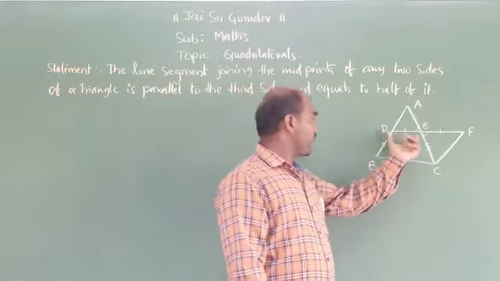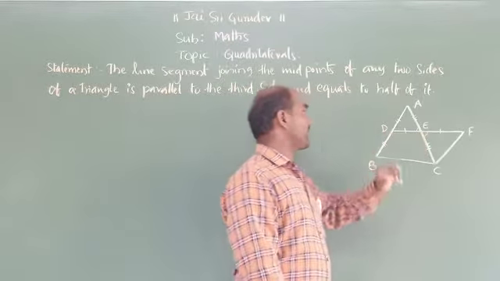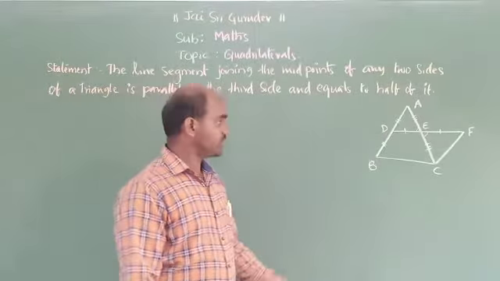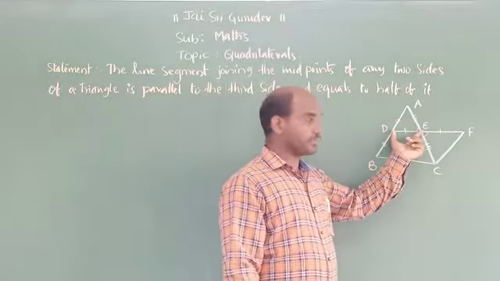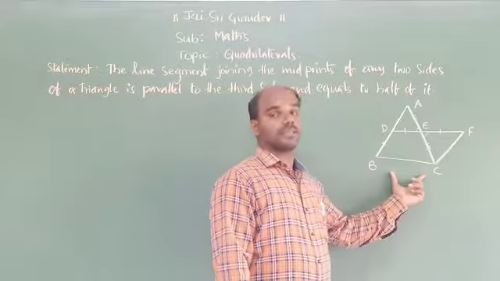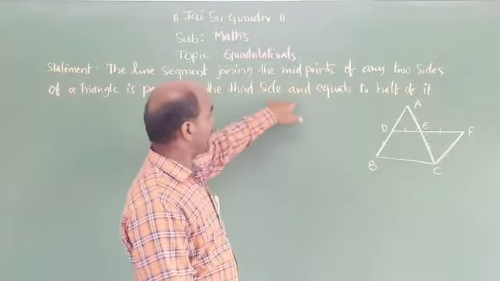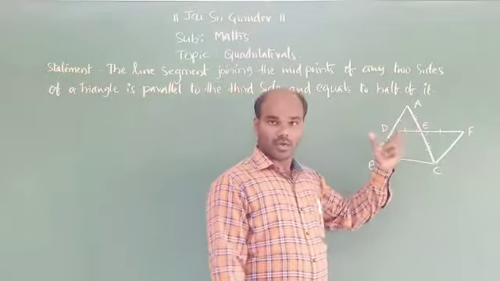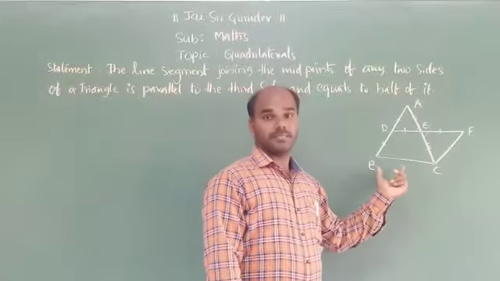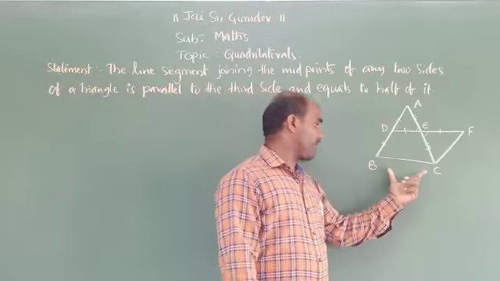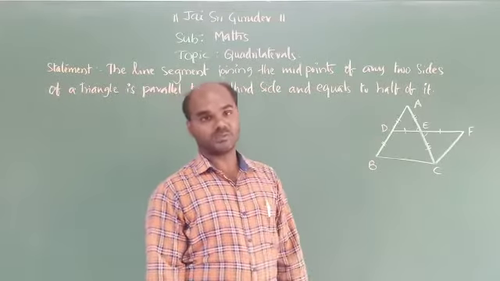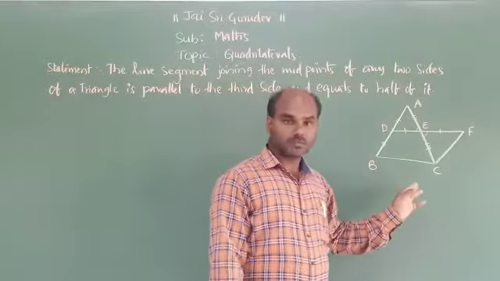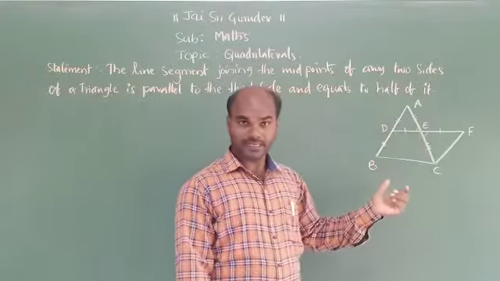While joining D and E, what you want to prove is that DE is parallel to the third side. After joining these midpoints, DE is parallel to the third side, and DE equals half of the third side. Meaning DE length is how much, children? Half of BC. For example, if BC is 6 centimeters, what is the DE length? Half of 6, that is 6 by 2, which is 3 centimeters. Yes, so that is it.